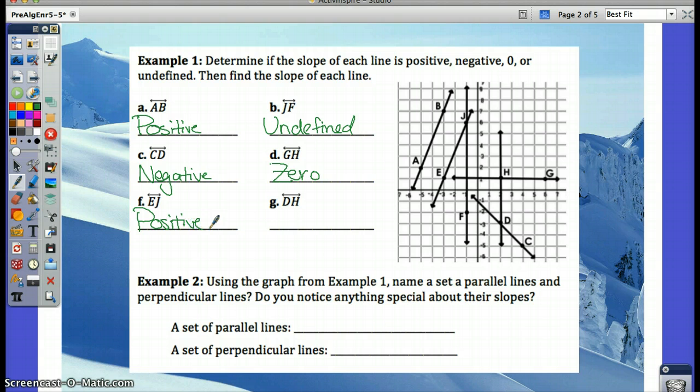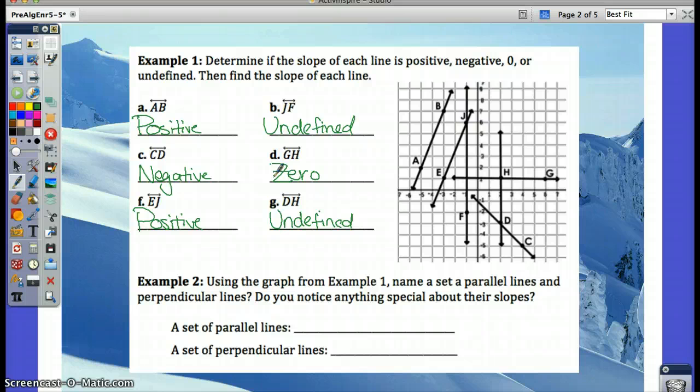And line DH, undefined again. Remember, vertical is undefined, horizontal is 0, because you can walk on a ground like this, you can't walk on a ground like this. So whenever the slope is undefined or 0, that is the slope. That is the number of the slope, okay? The slope is undefined on line JF, and the slope is 0 on GH, line GH.